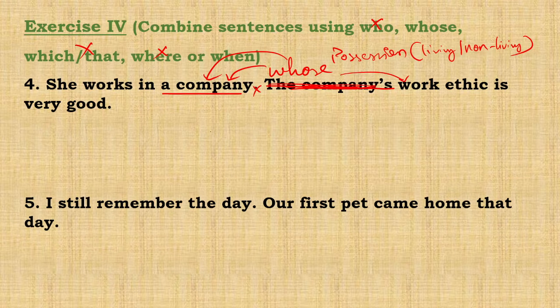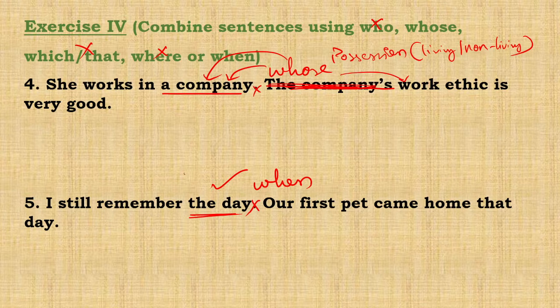Okay, next word. I still remember the day our first pet came home that day. So we are speaking about the day. Okay, so I still remember the day. Immediately you can add one word here, that is nothing but when: our first pet came home that day. Here, speaking about the day must be used with the meaning of time. So what is one related word which speaks about time? That is when. Okay, clear.